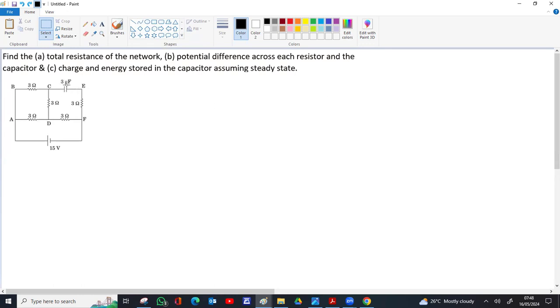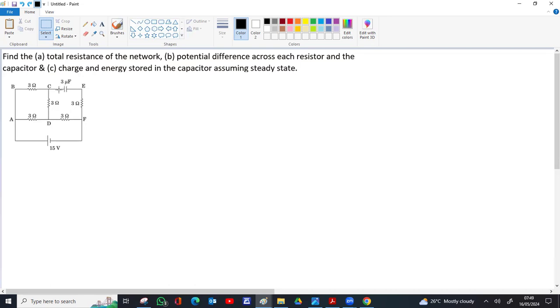There will be charge stored inside the capacitor. There will be a potential difference across the capacitor because V equals Q by C. If there is a charge, there will be a potential difference. Even energy will be stored inside the capacitor, half CV squared. But no current continuously flows across the capacitor. Current will be zero, but charge, potential difference and energy will all be present across the capacitor.